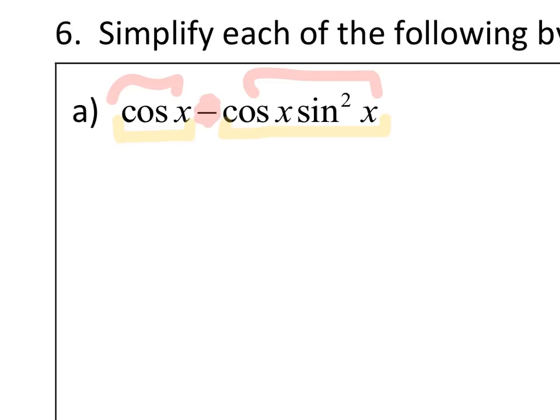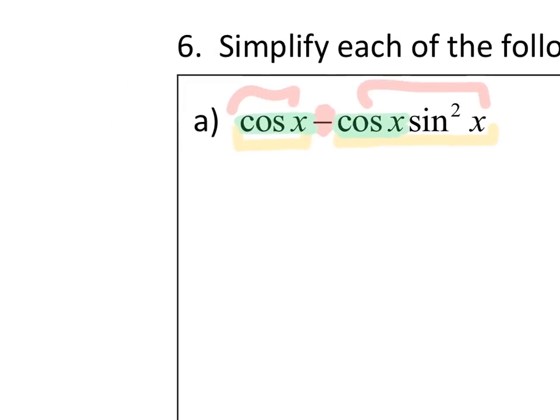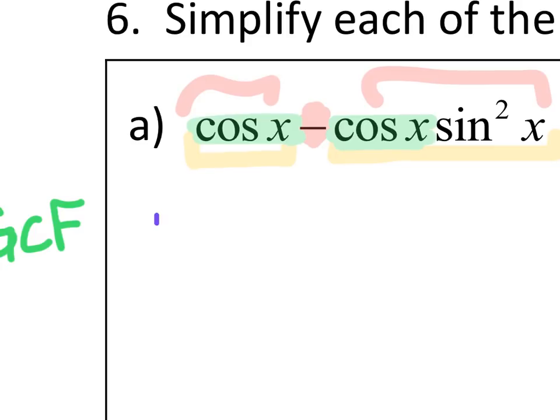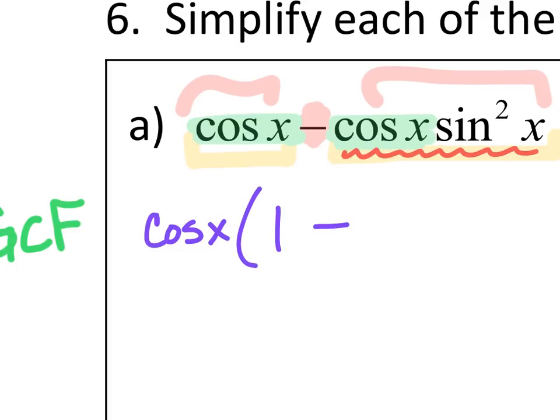Both of those terms happen to have cosine of x. And so I'm going to factor out a GCF, or a greatest common factor, and my GCF is cosine of x. So I'm going to factor out cosine of x. And when I divide cosine of x by cosine of x, that's 1. And when I divide this whole second term by cosine of x, the cosines cancel, but I'm left with sine squared of x.